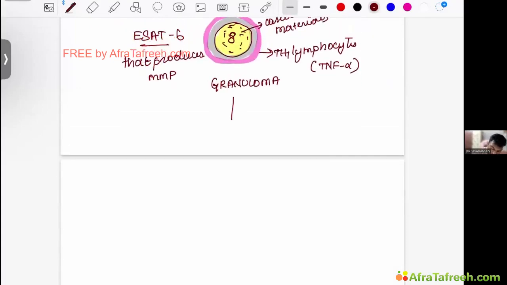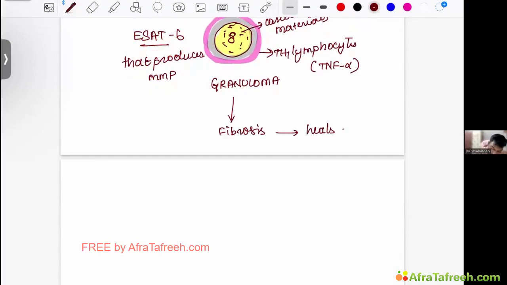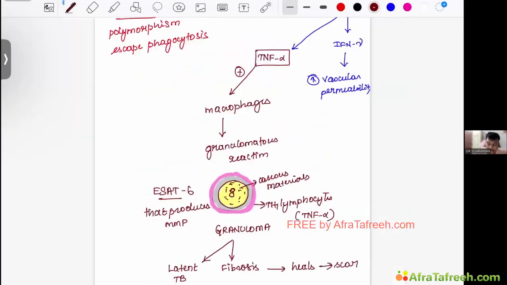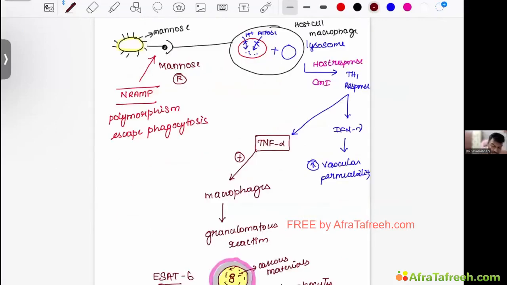The granuloma will go for fibrosis and heal with scar formation. Or this granuloma will remain as a granuloma, and this is going to be a hidden tuberculosis called latent tuberculosis. So this is the fate of your TB bacilli inside the human body.